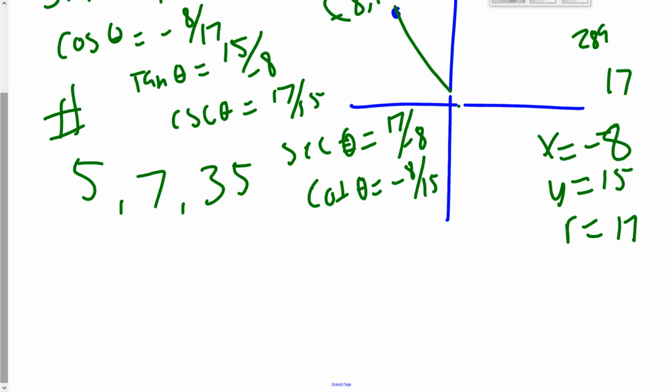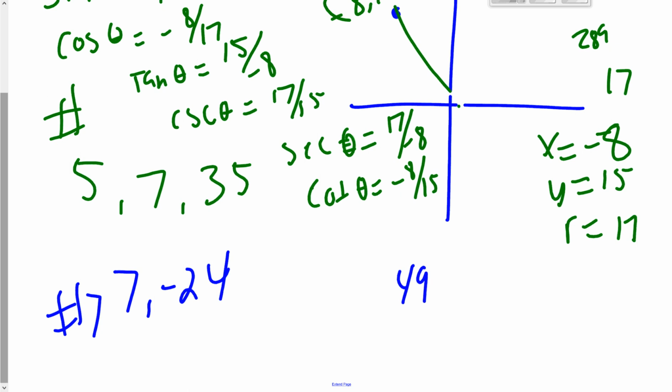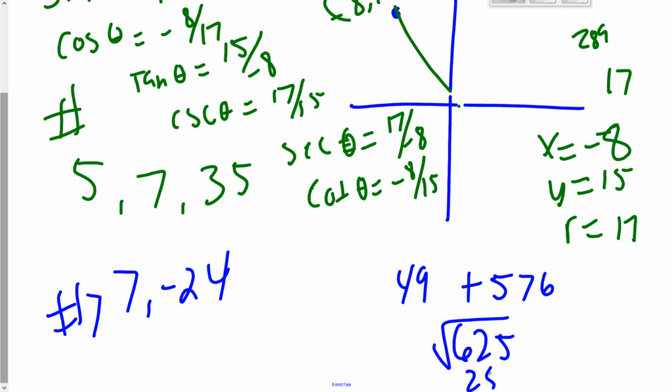Switch up the colors here. So number 7 is 7, negative 24. Same kind of thing. We've got to square those, right? So 49, and 24 squared is a bigger number, 576, I believe. Okay, yeah, 576 and 49. Add those together, we get 625. Square root that, that's 25.